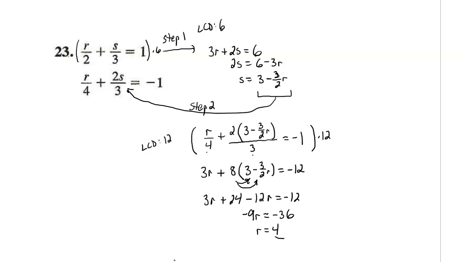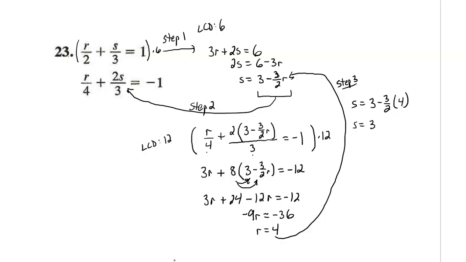Take that value for r and substitute it right there. S equals 3 minus 3 halves, and in parentheses, fill in the 4. So this is S equals 3 minus, what's 3 halves times 4? Well, 3 times 4 is 12, and 12 over 2 is 6. So S is equal to -3. Now, alphabetical order, R is before S, so 4, comma, -3.